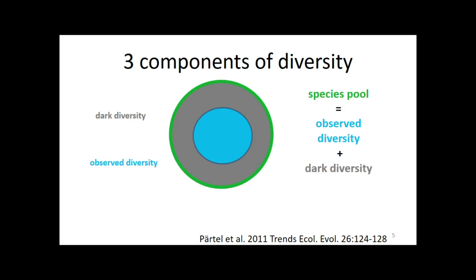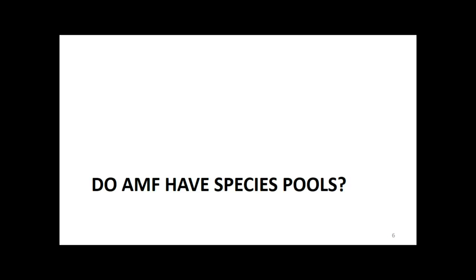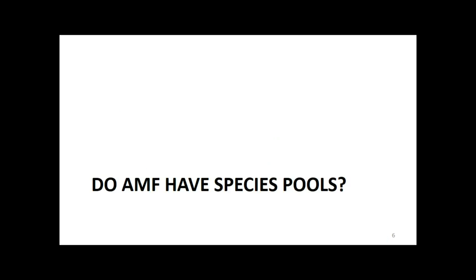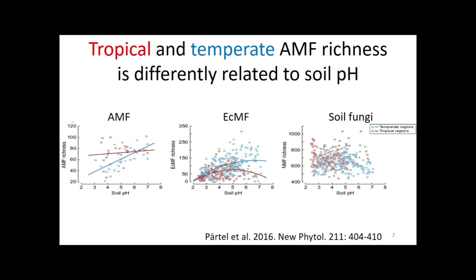So, with this knowledge of the terminology, I'm going to go into the AMF world. And I'm first asking, do AMF have species pools? Why is this question meaningful? If all AMF could grow in all habitats, then they don't. Then we have one global species pool. And actually, it would make no sense for me to ask, do the species pools differ in any place? So let's see what we know about that.